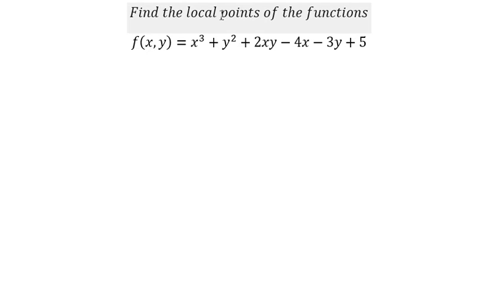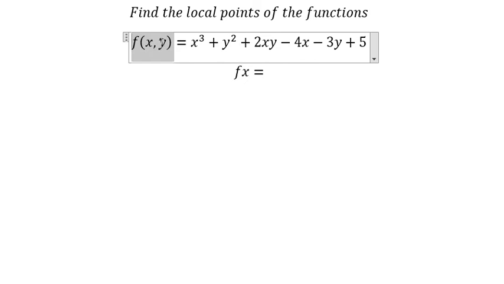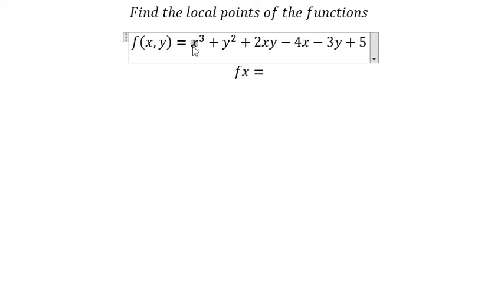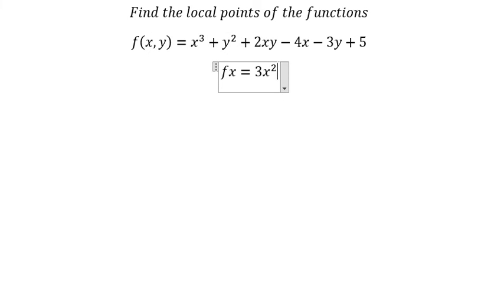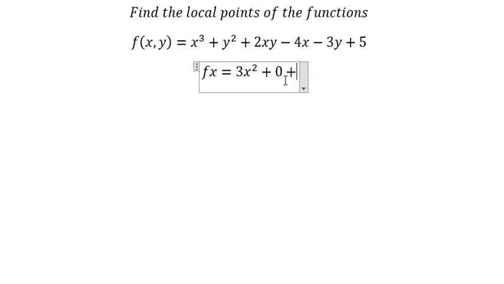First, if we want to find the local points, we need to find fs. That means we first take the derivative of the function with respect to s. So here the variable y is treated just like a number. If we take the derivative of this term, you get 3s squared. This is a number, so if we take the derivative, you get 0.